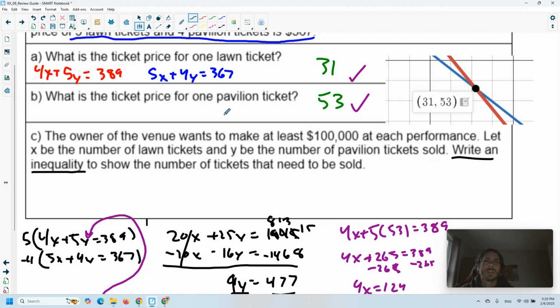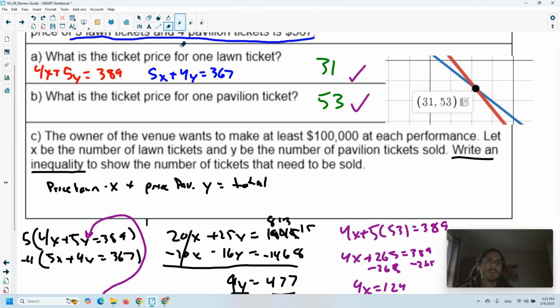All right, so if we want to write the inequality, we know we got to make at least $100,000. So we know that we're going to have some price of the tickets. So the price of the lawn times X plus the price of the pavilion times Y is going to be the total.